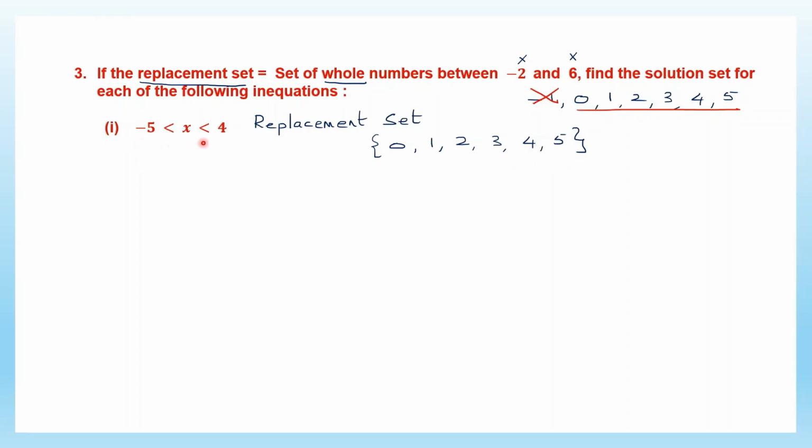Now we have to answer our question. So first let's read our question. Minus 5 is less than x, which is less than 4. So when you have x like this in between, you need to write all the numbers between this and this. So all the numbers less than 4, that is what the value of x is, up to minus 5. As you can see in your replacement set, the numbers less than 4 will be all the numbers to the left of 4. That is 0, 1, 2 and 3. These are all the numbers less than 4. So now let's write our solution set. Our solution set will be 0, 1, 2 and 3. This is our solution set.